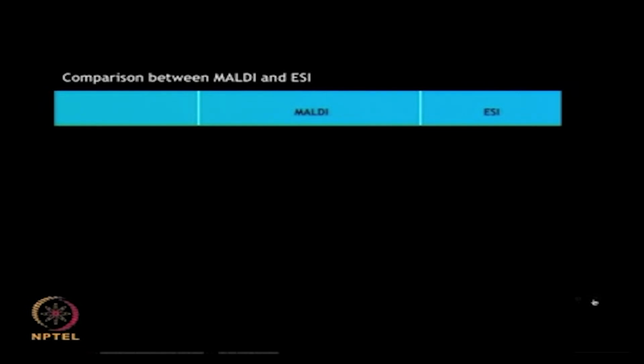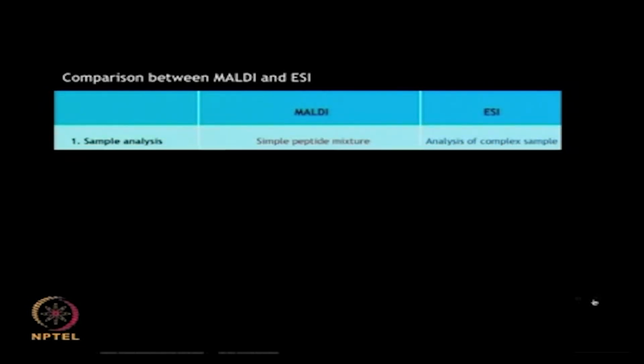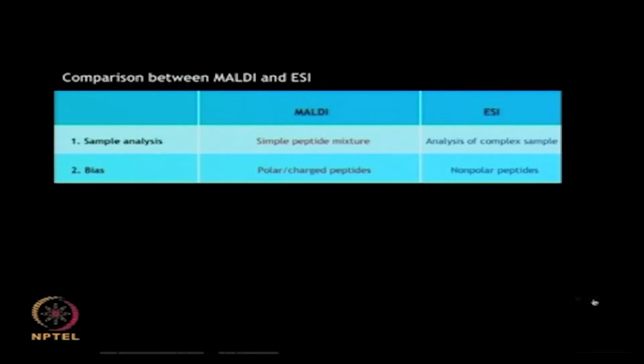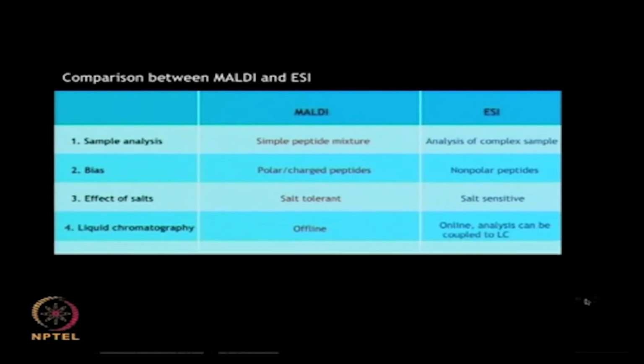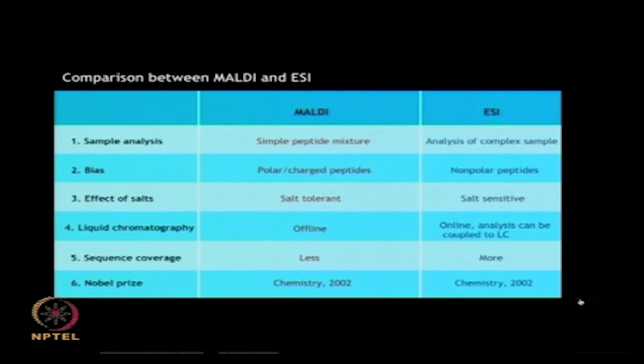Let us have a comparison between MALDI and electrospray ionization and discuss their pros and cons, which can be used for the analysis of different types of protein samples. In MALDI, the sample analysis is for simple peptide mixtures, whereas ESI can be used for the analysis of complex samples. There is a bias towards the polar or charged peptides in MALDI, whereas it is towards the non-polar peptides in ESI.